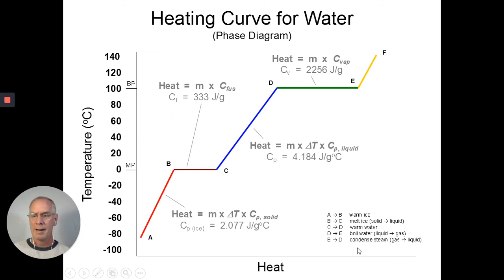So E to F, we're changing that liquid water into gas and heating it up a little bit further at that point. Okay? And because we're on a slope, that's an MCAT. So mass times change in temperature times the constant for the specific heat of the gas. For water, it has a constant of about 2.042 joules per gram degree Celsius.